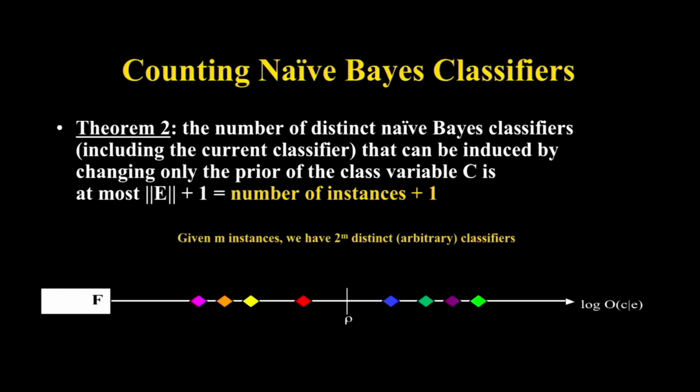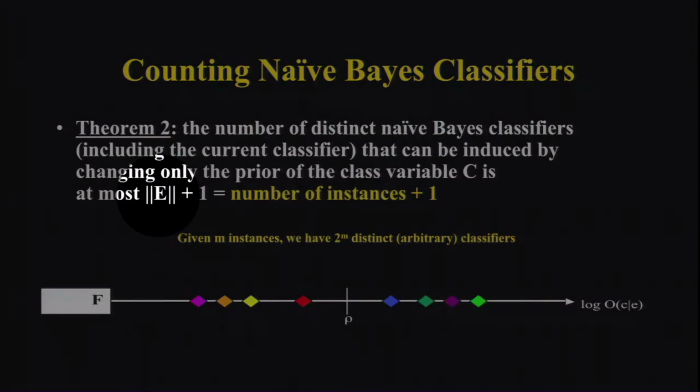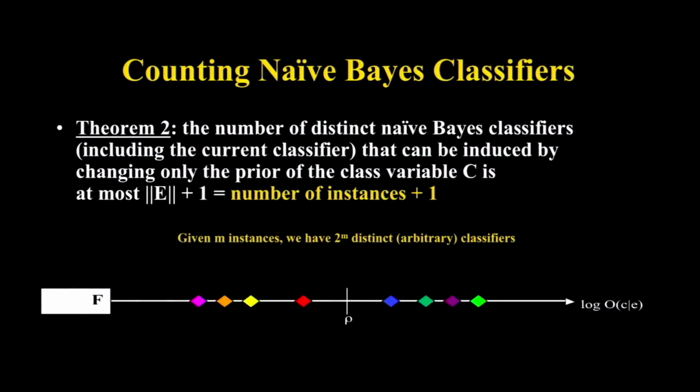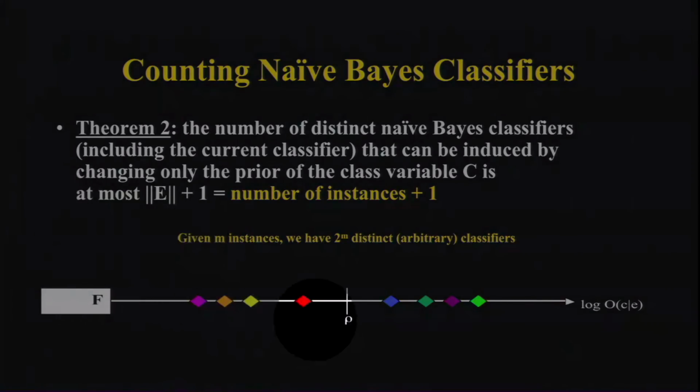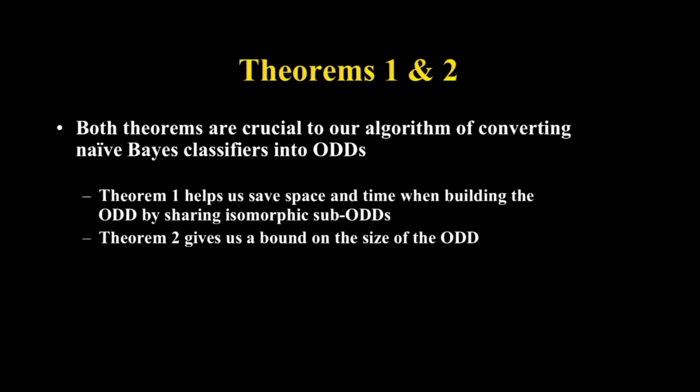The number of distinct naive Bayes classifiers, including the current classifier, that can be induced by changing only the prior of the class variable C is at most the number of instances plus 1. We use this to refer to the number of instantiations, right, which is the number of instances. Two key observations about the naive Bayes classifiers, and they're both easily seen once you look at the log odds space and this picture. And as I said, both of these theorems will be crucial for us.